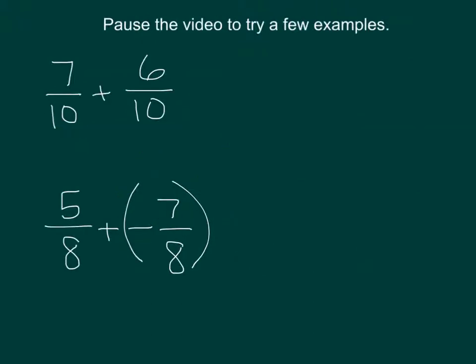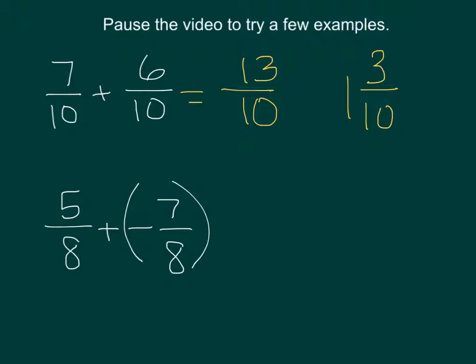Pause the video to try a few examples. The first example is 7/10 plus 6/10. 7 plus 6 is 13 over 10. Make sure that when you do this, you turn it into a simplified form, which would be your mixed fraction. So you pull out your 1, and then you have left over 3/10.